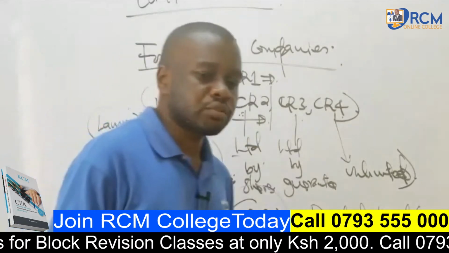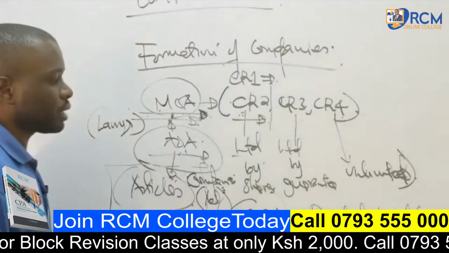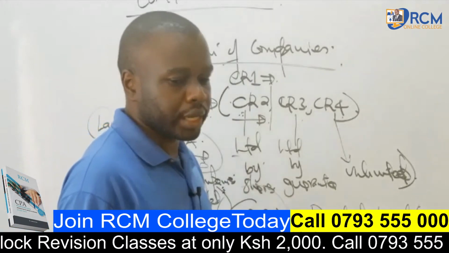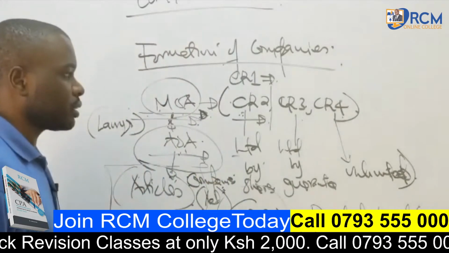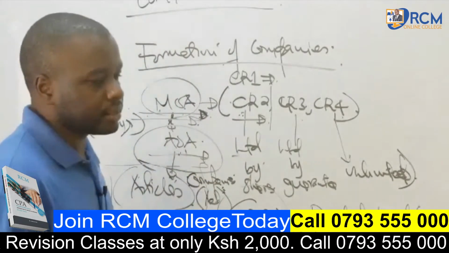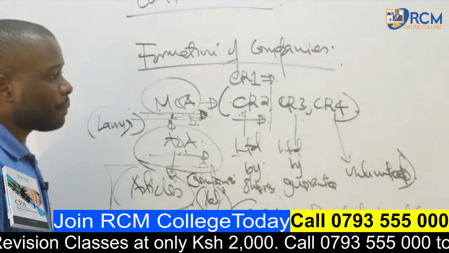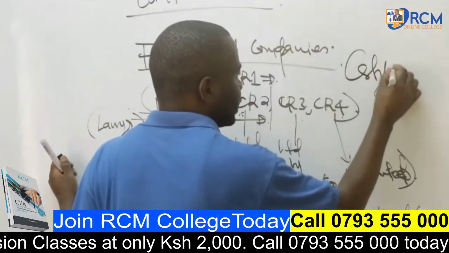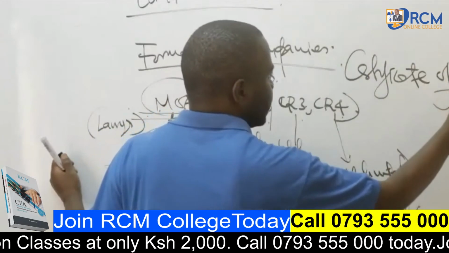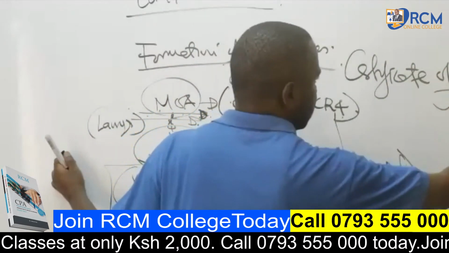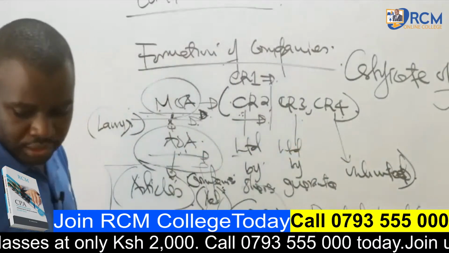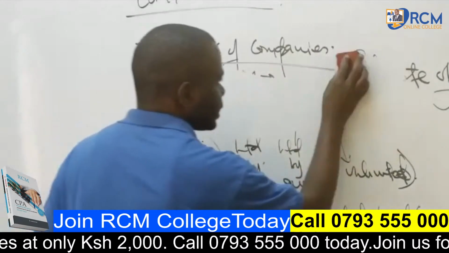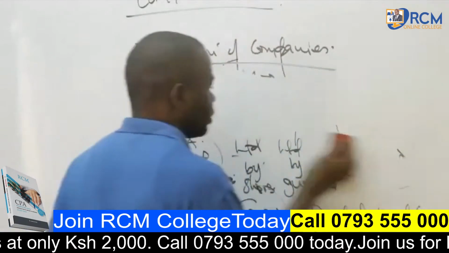What will happen at the registrar's office is that the Registrar of Companies will assess all the documents you've submitted. If they are as per the requirements and everything is okay, the Registrar of Companies will issue what we call a certificate of incorporation. I want us to pick up from that particular point, the certificate of incorporation.